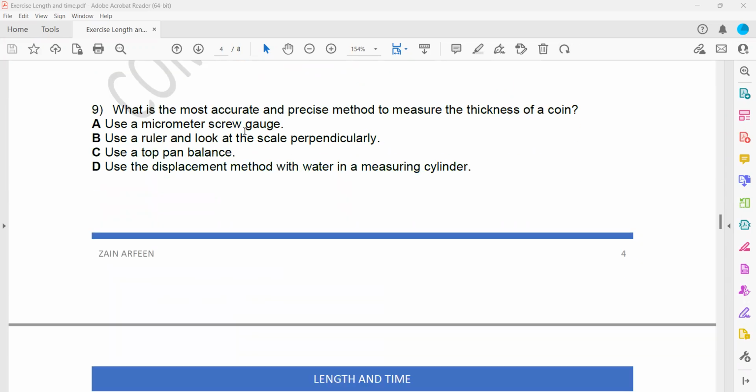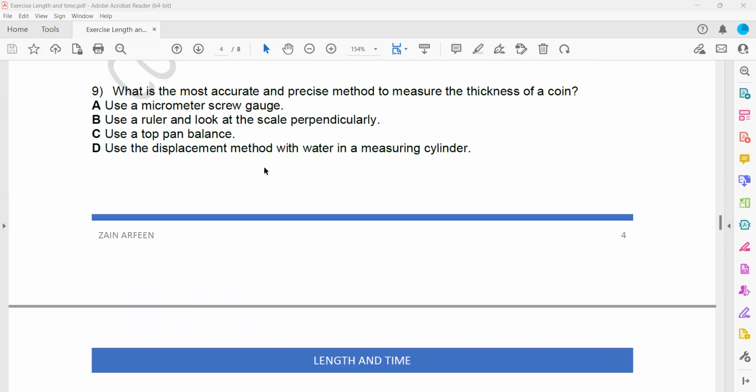In question 9, what is the most accurate, precise method of measuring the thickness of a coin? If you want to measure the thickness of the coin, we prefer to use a micrometer. Use of a micrometer screw gauge will give us a more accurate result.